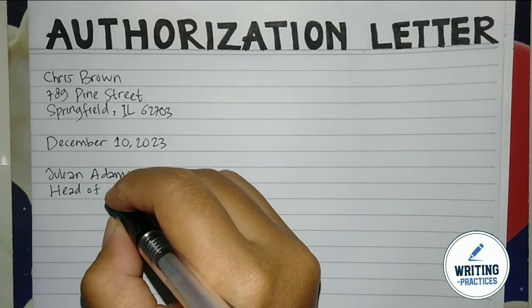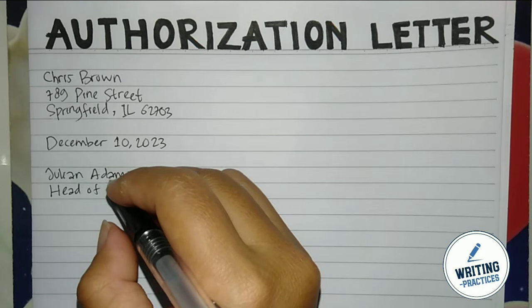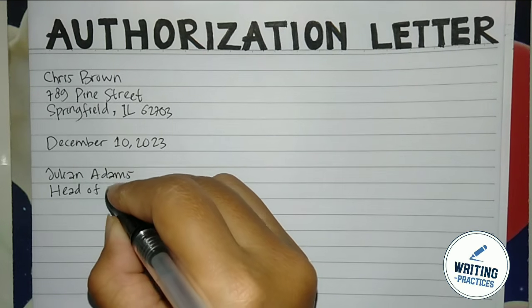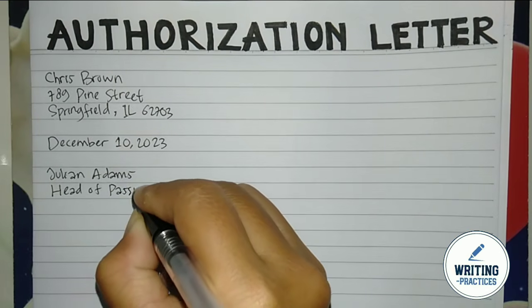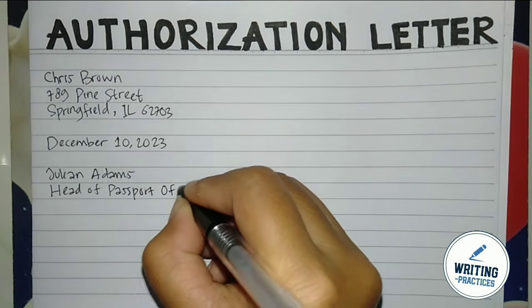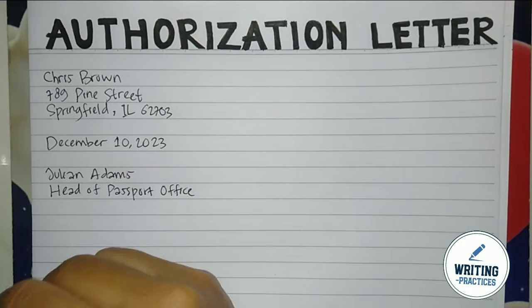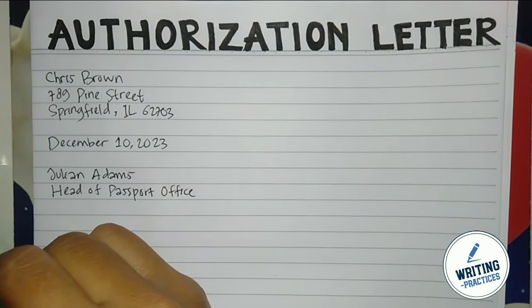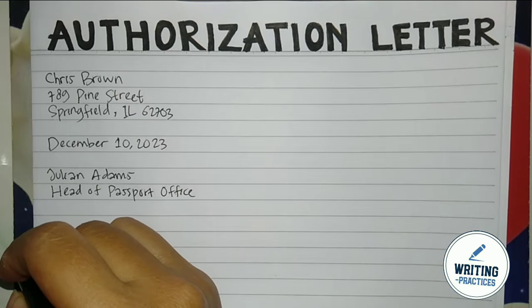Here, Writing Practices will show you how to write an authorization letter step by step. Check this out. First of all, you need to write your information. Yes, write your full name and your home address. After that, write the date of the letter. You may use the format of month, date, and year.